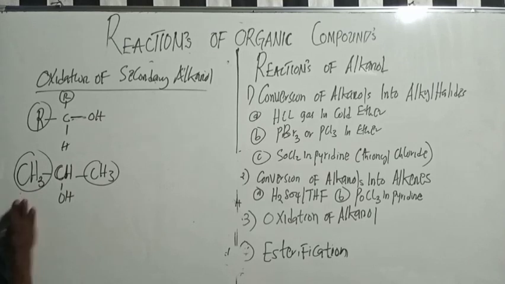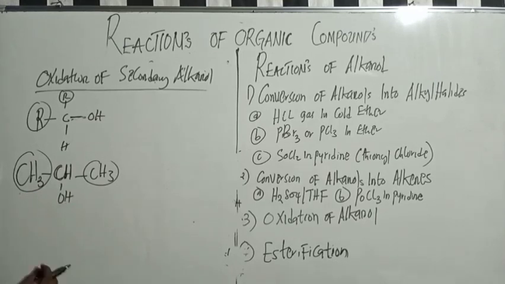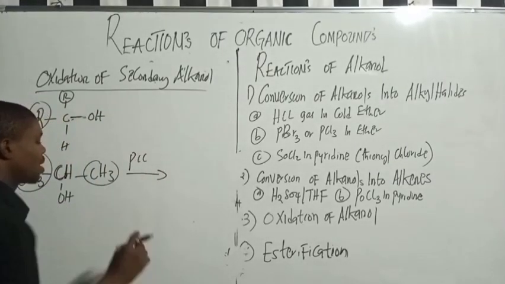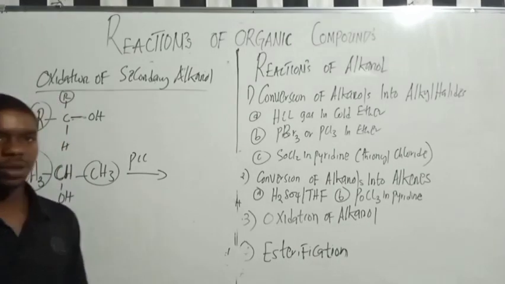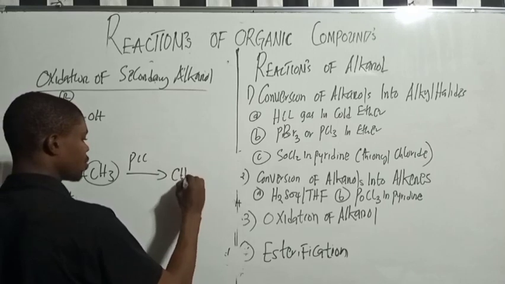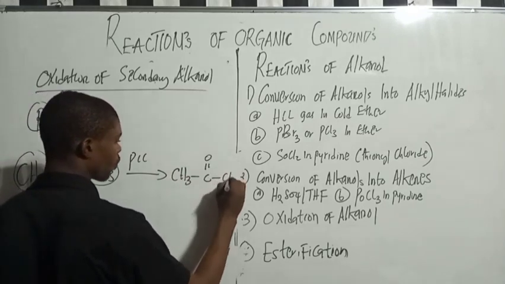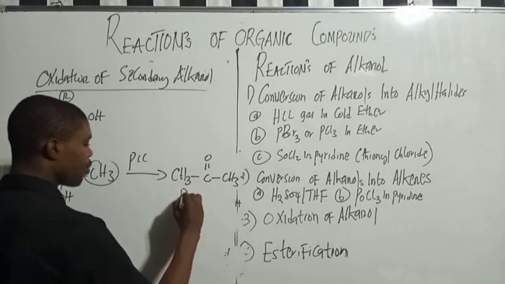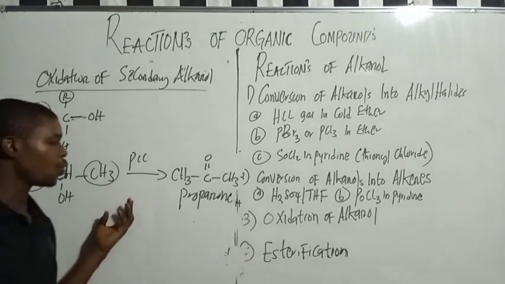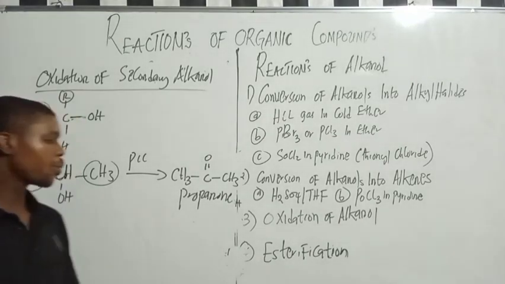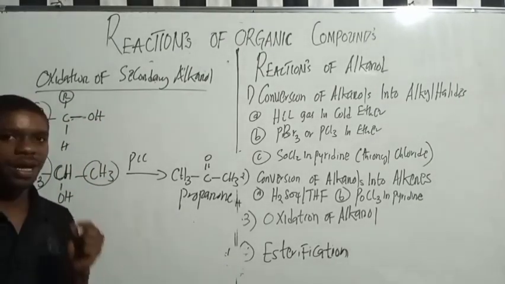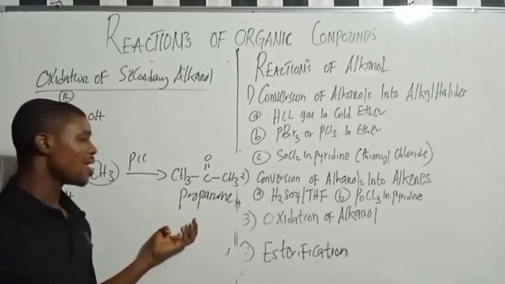Now, whenever you oxidize a secondary alkanol with any of the oxidizing agents, it can either be PCC or any other, the product is going to be an alkanone, which is called a ketone. So when I have CH3CH(OH)CH3, here we call it propanol. So oxidation of a secondary alcohol with any of the oxidizing agents will produce an alkanone, which is called a ketone. So you have to understand oxidation of a secondary alcohol will always produce a ketone as a product.